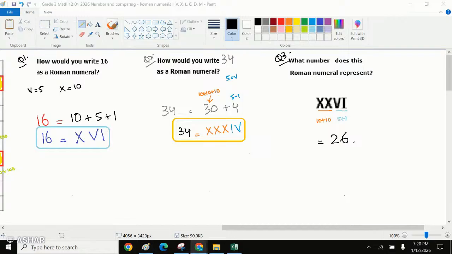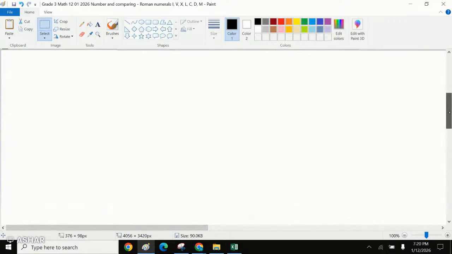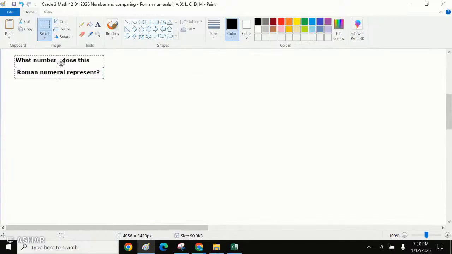Looking at the next question, I'll go to question number 4. We have this grid for our reference. If we have any problems, we'll go back to the grid, okay? Question number 4, what does this Roman numeral represent? What is represented by this number, which is there on the screen?